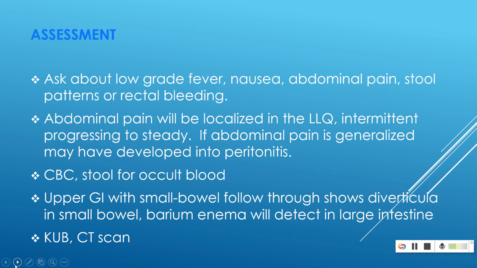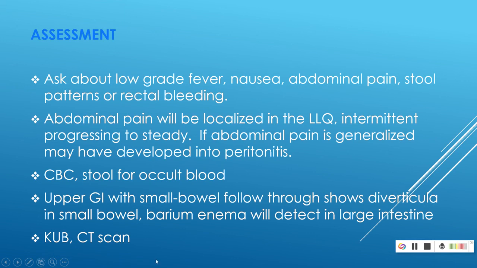We're going to get a CBC. We need to know white count because it's an inflammatory process. We need to know our H&H because we might be losing blood. Need to check our platelets because we need to be clotting. Stool for occult blood. Is there any blood in the stool? Because these could be small, slow bleeds too.